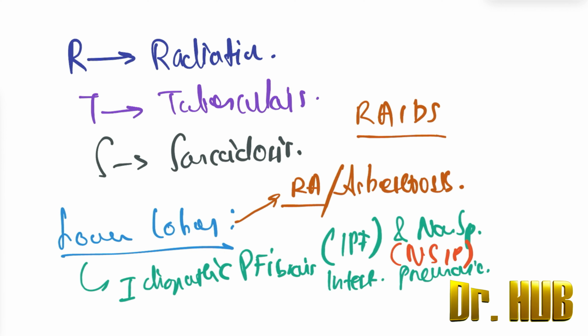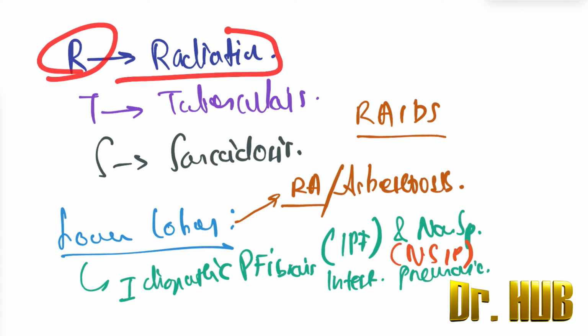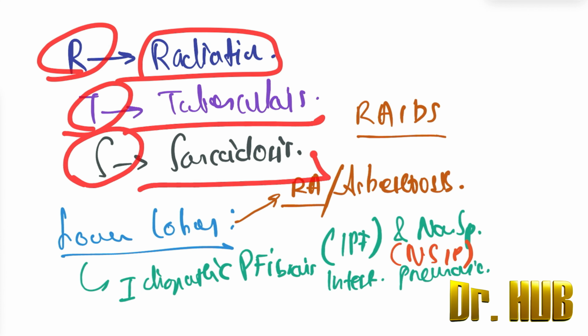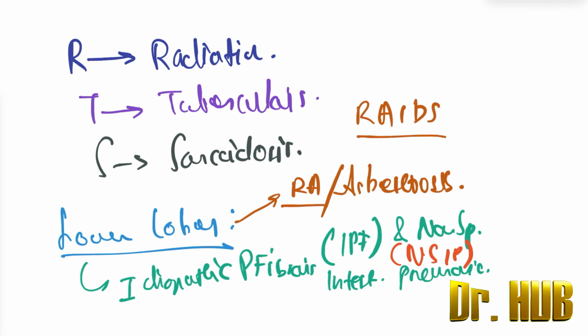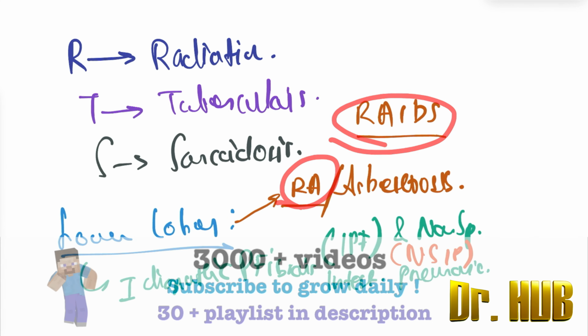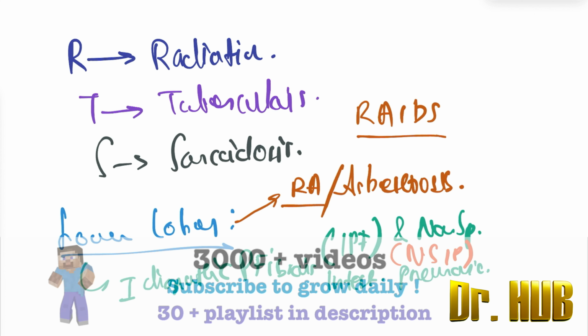So let's recap. We dealt with the lobes in various diseases. Now we are looking at the lower lobes. The upper lobe includes R for radiation, T for tuberculosis, S for sarcoidosis. Now for the lower lobe we have a mnemonic, that is RADS. R for rheumatoid arthritis as well as A for asbestosis. Next I for idiopathic pulmonary fibrosis, that is IPF, and N for non-specific interstitial pneumonia. That is NSIP.